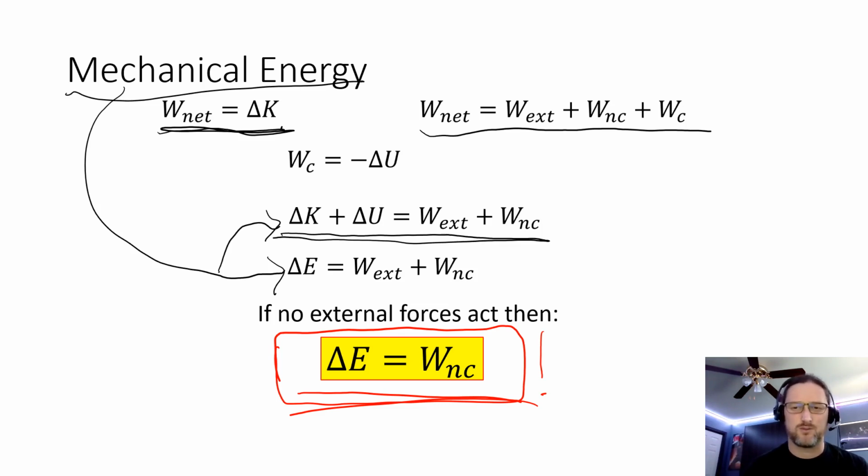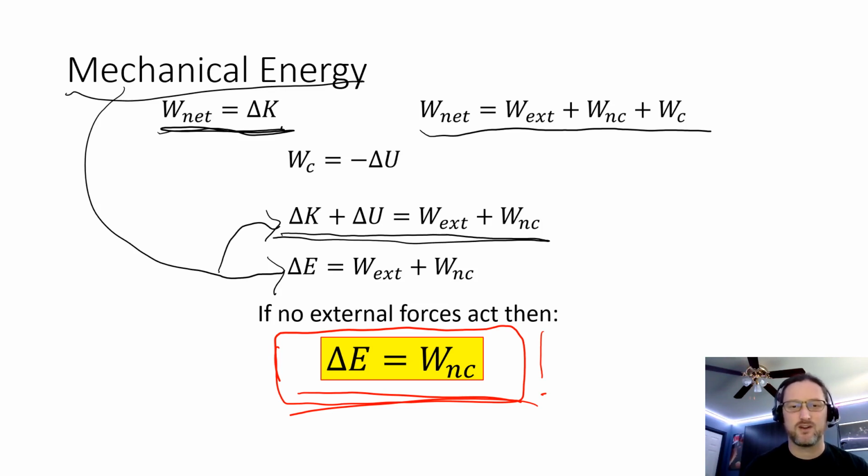Maybe external forces, but let's just define all of our systems to include all of the forces acting on the thing we care about. Then we don't have to worry about external forces. All we have to worry about is work from non-conservative forces. So this is going to be our master equation for solving most of the problems in homework number 8 about potential energy and energy conservation. This is our energy conservation formula.